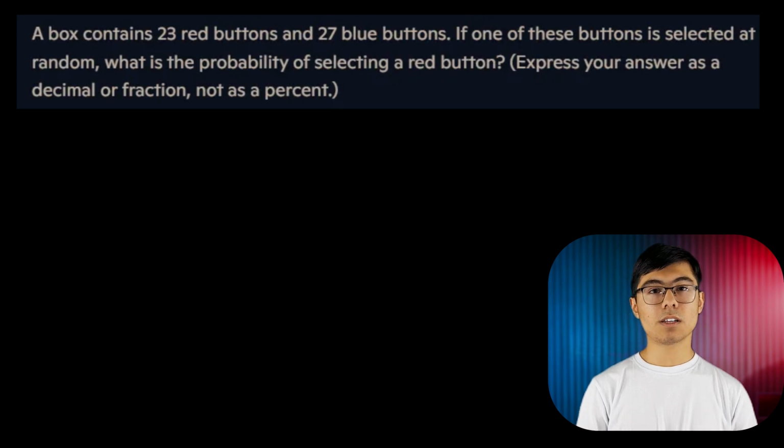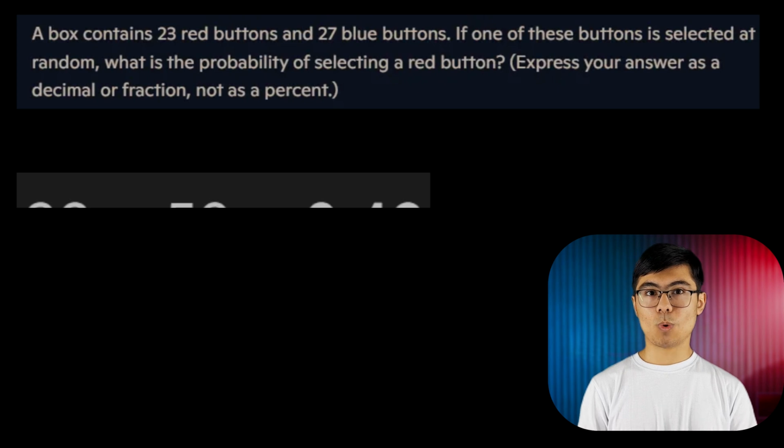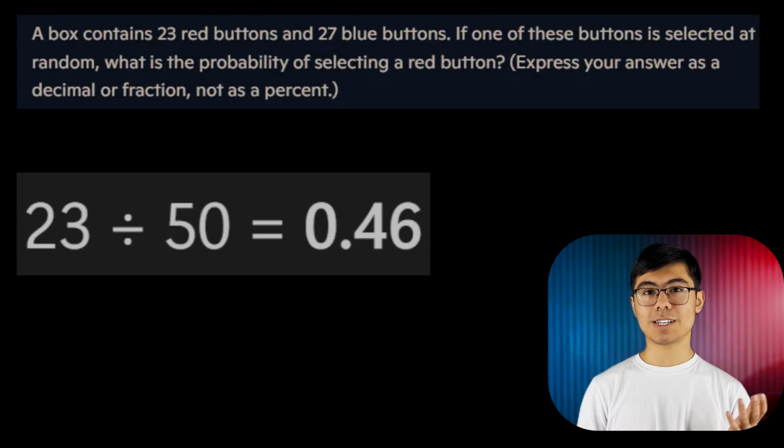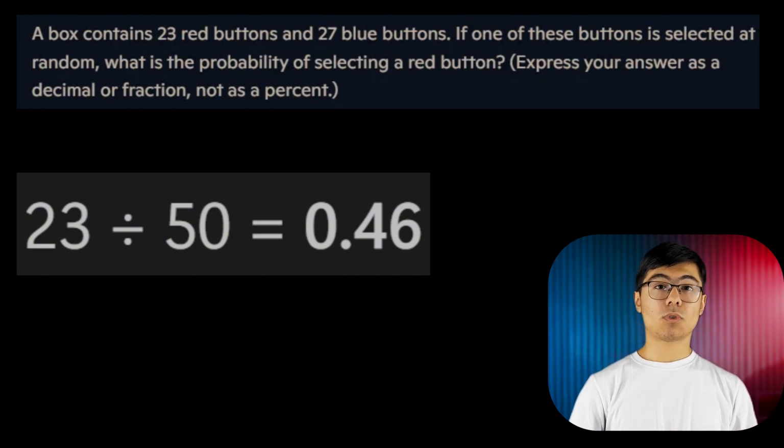Now you could leave it like that. 23 over 50. But why stop there? Let's convert it into a decimal so it's even simpler. So if you divide 23 by 50, we get 0.46. So that's our correct answer choice. So this is the next prediction for the December SAT.